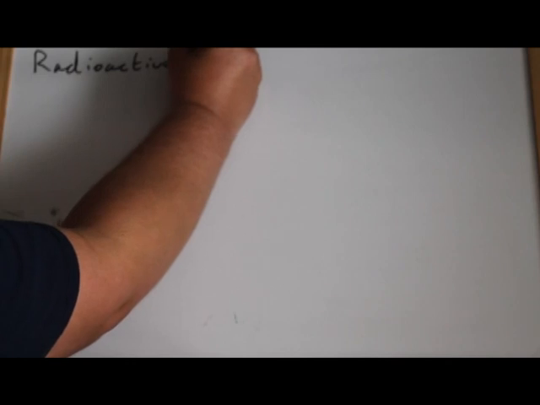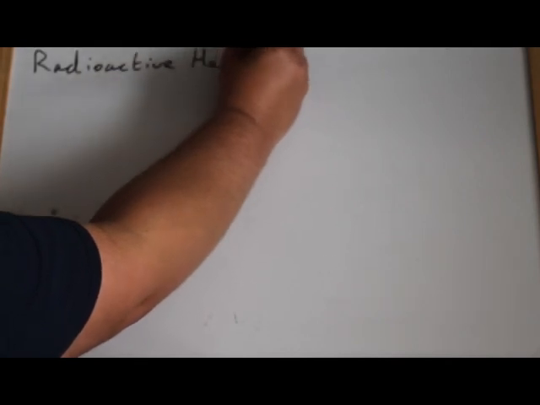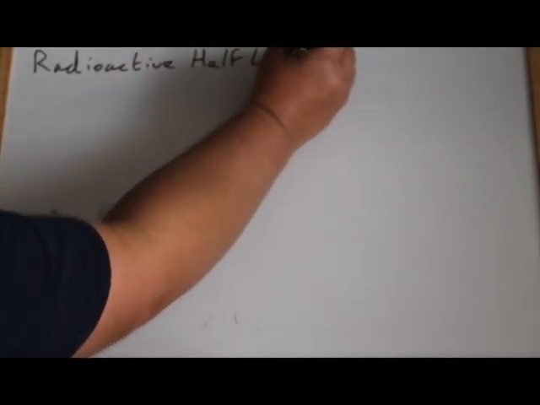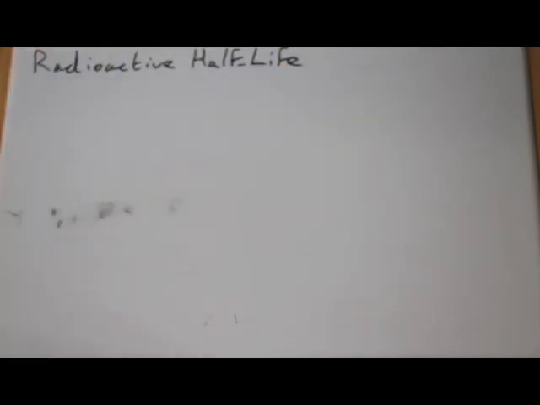So this second clip on radiation is going to look at radioactive half-life, which is quite a hard concept to consider, not least because we're used to two halves making a whole, but in this case it's not strictly true.